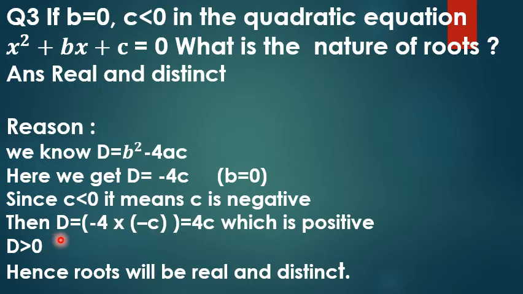So here we can see that our D is coming equal to 4c, which is a positive value. When D is positive, which means our discriminant is greater than 0, in that case roots will be real and distinct. So our answer is real and distinct roots.